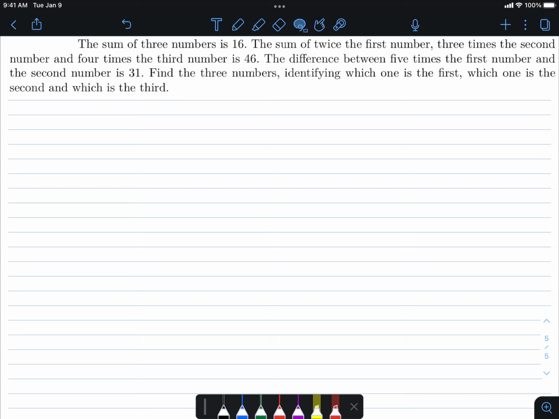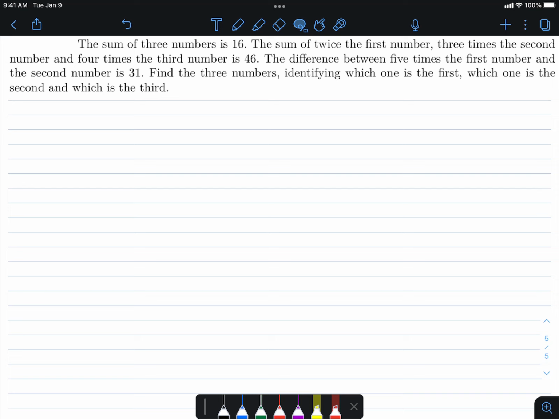First thing the question says is that the sum of three numbers is 16. So there are certain three numbers that we don't know that add up to 16. The sum of twice the first number, 3 times the second, and 4 times the third is 46. So we're multiplying the numbers by something before adding them. And the third sentence says that the difference between 5 times the first number and the second number is 31. And then find the three numbers.